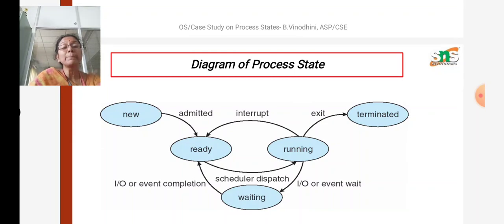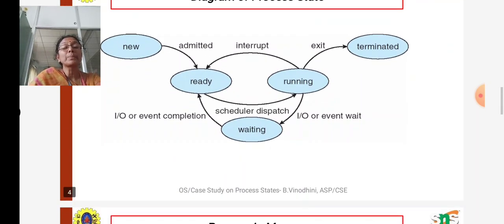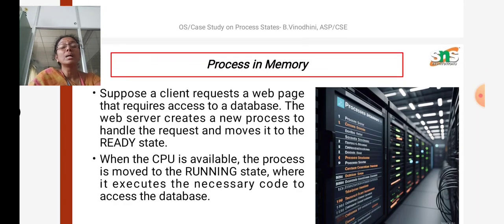After that interrupt is completed, it goes to the ready state. From ready it goes to the running state. From ready to running, the scheduler dispatches the process to the processor. So this is the state diagram of the process. Now we will see how the client request is handled in our web page request.